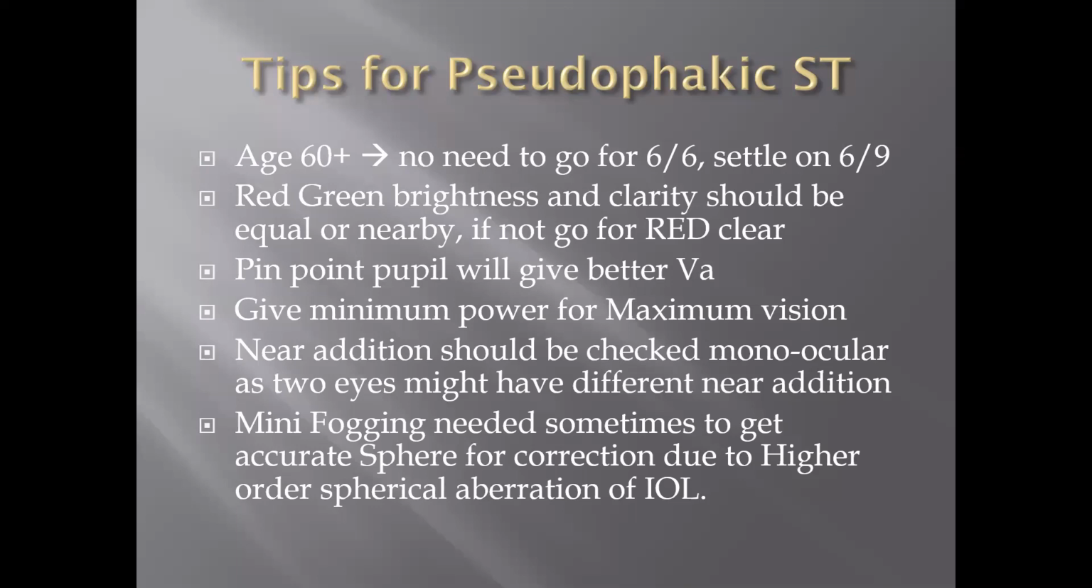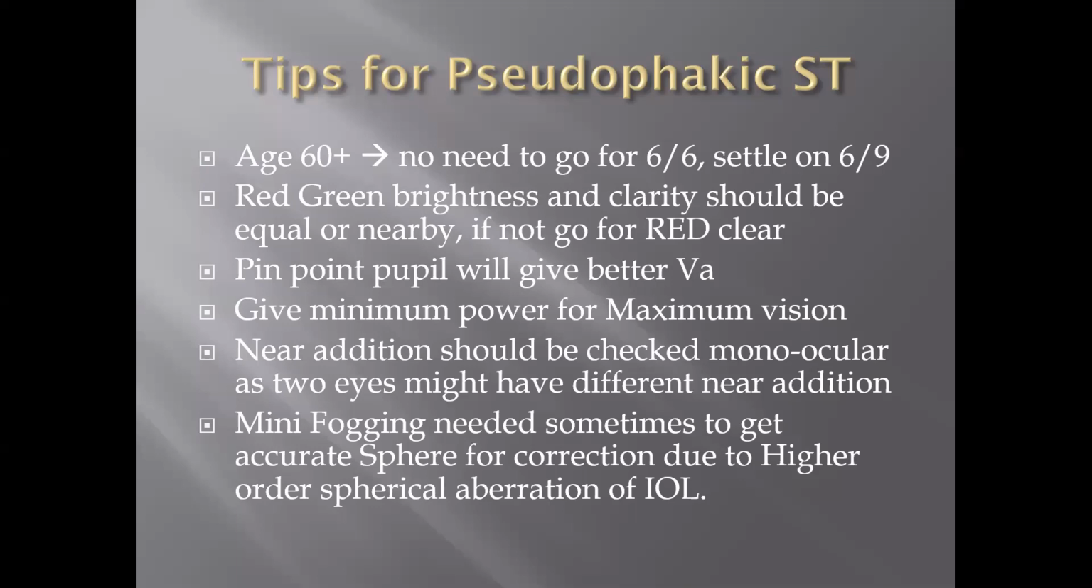Give minimum power for maximum vision. Near addition should be checked monocularly, as the two eyes might have different near additions. This may be because of a different kind of IOL implanted. There are chances that the patient might have a multifocal IOL. So after making the distance correction, you might not require any near addition, and the patient will straight away read N8 or N6 without any addition.